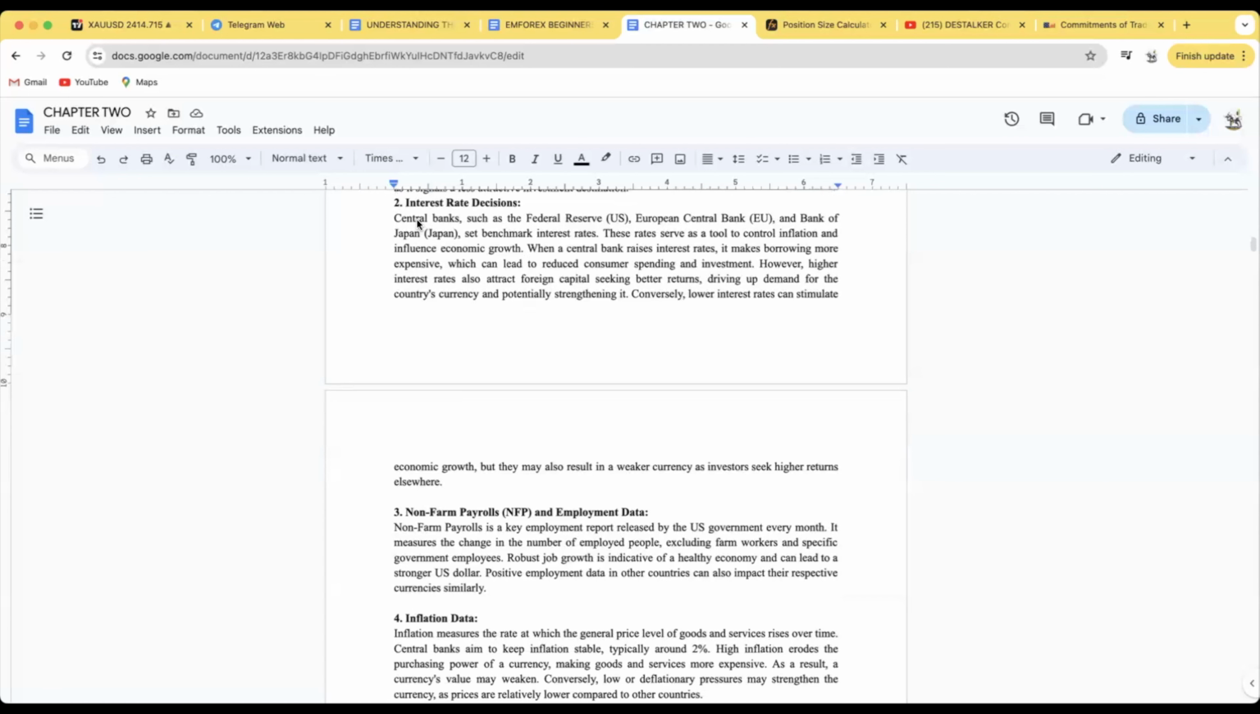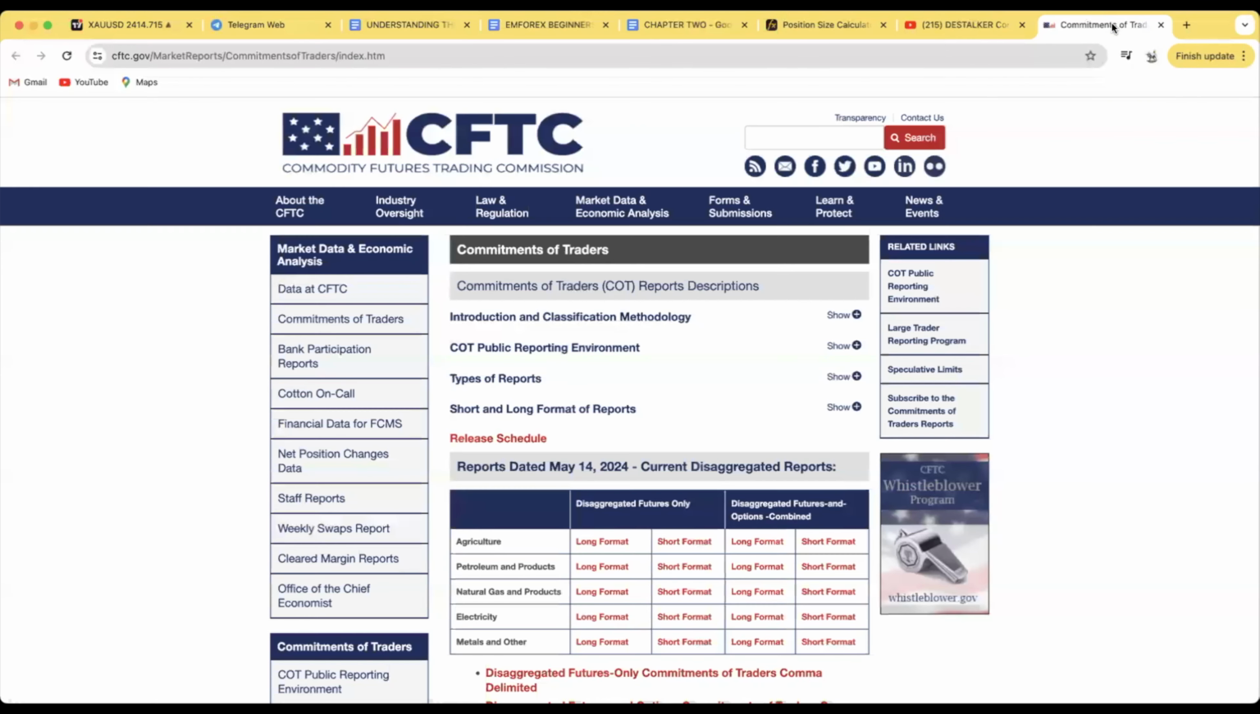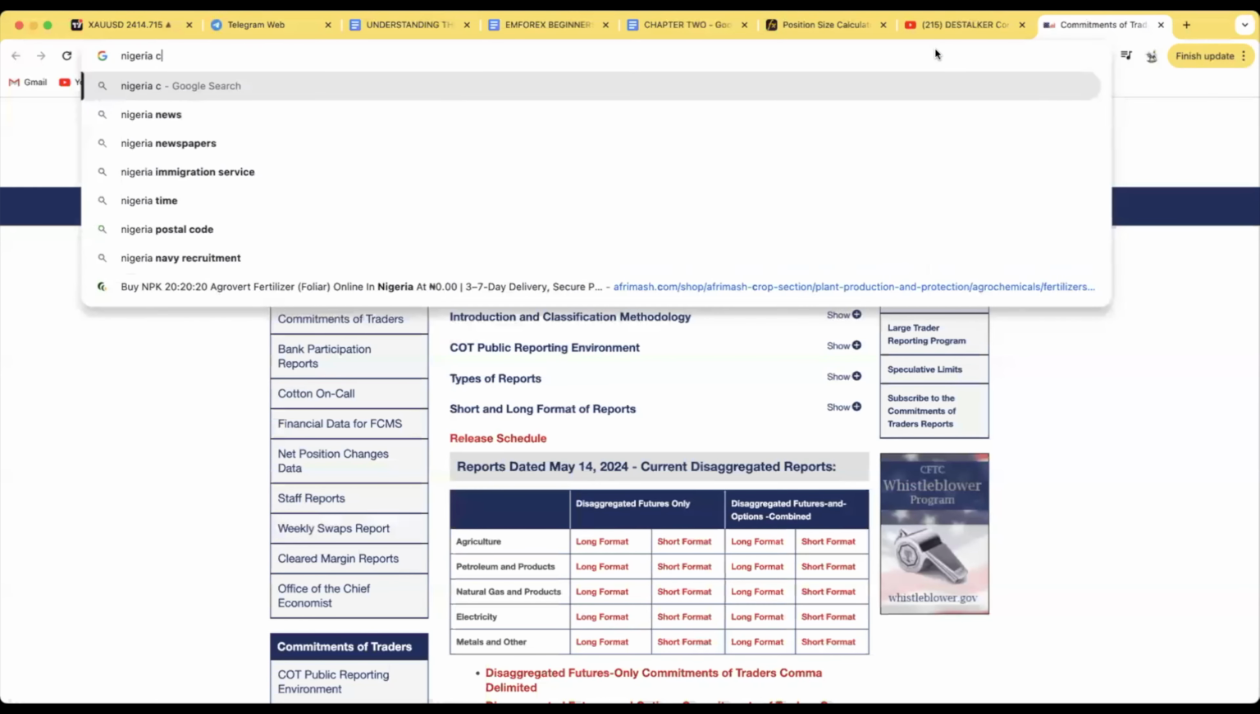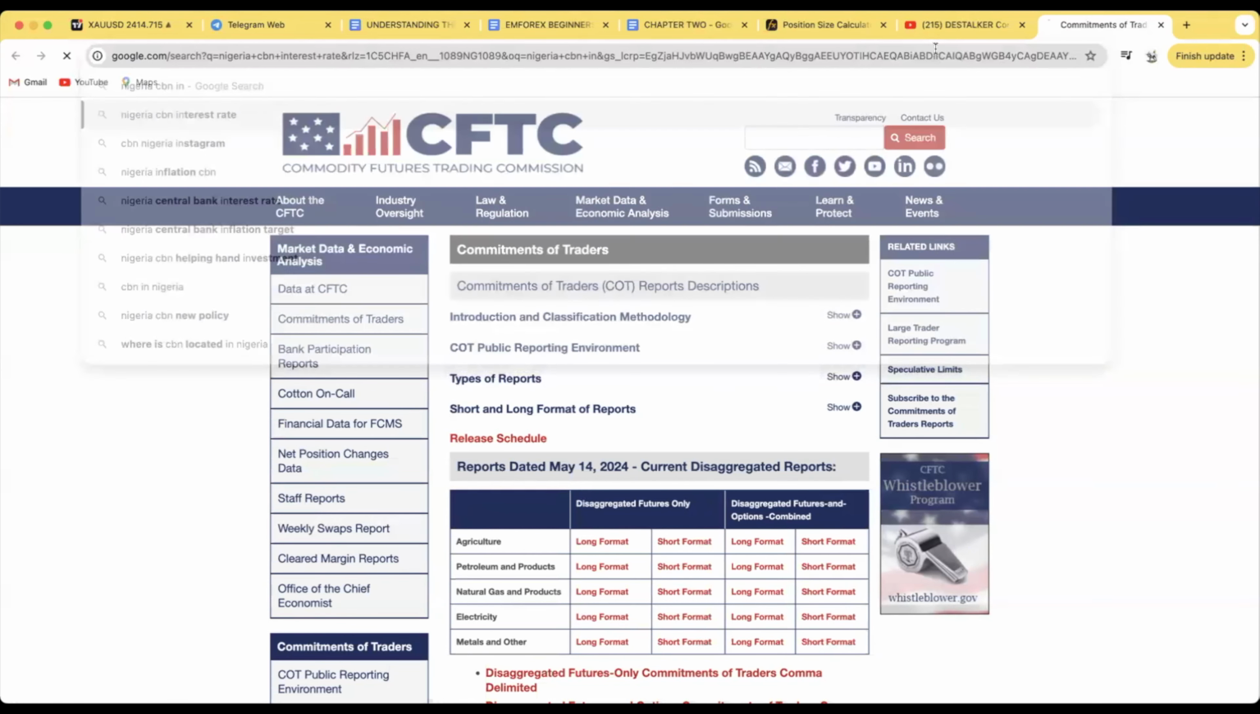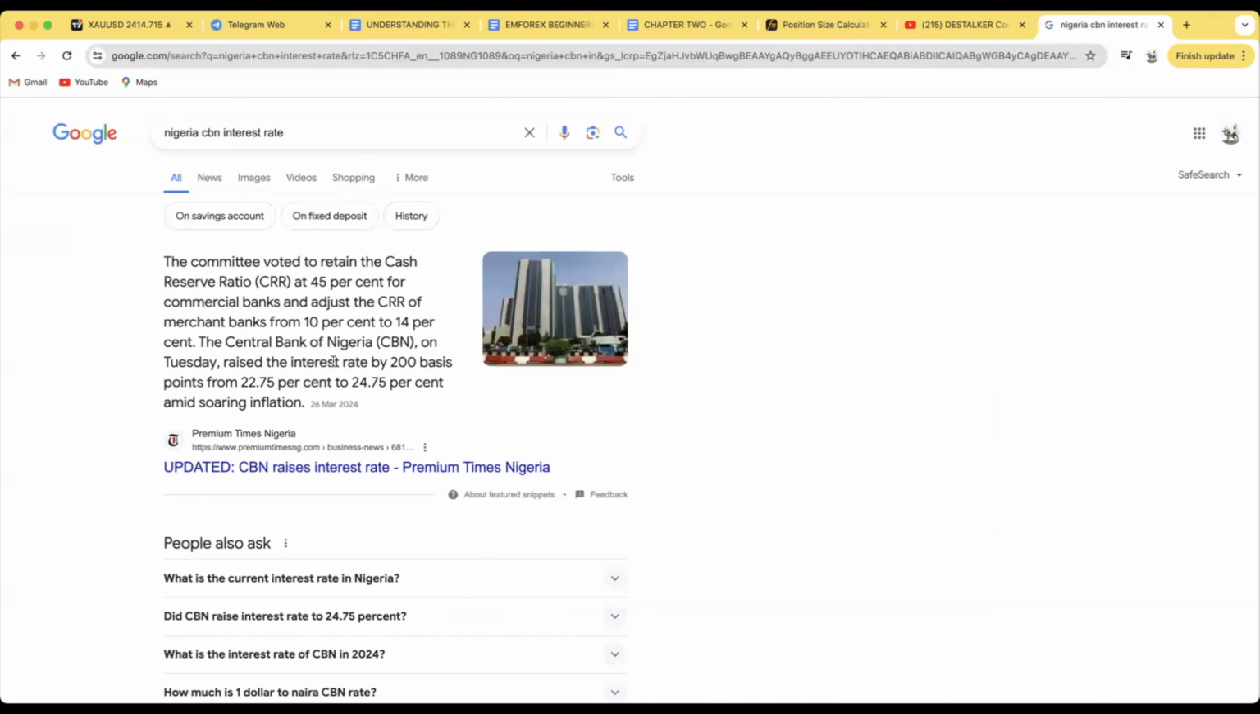Now the central bank increases interest rates, and when you increase interest rates, like I said, people are interested in high interest rates. If Nigeria's interest rate is high, let me Google the Nigeria CBN interest rate. I think they made an adjustment. 22%? The interest rate was raised by 200 basis points a couple of months ago, during March, March 26th. They raised it from 22.75 to 24.75.